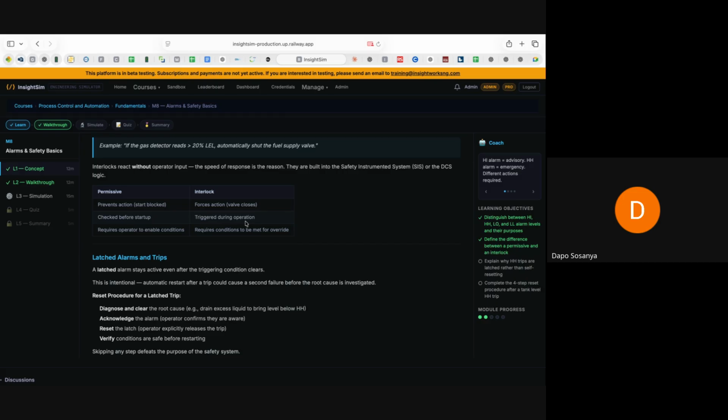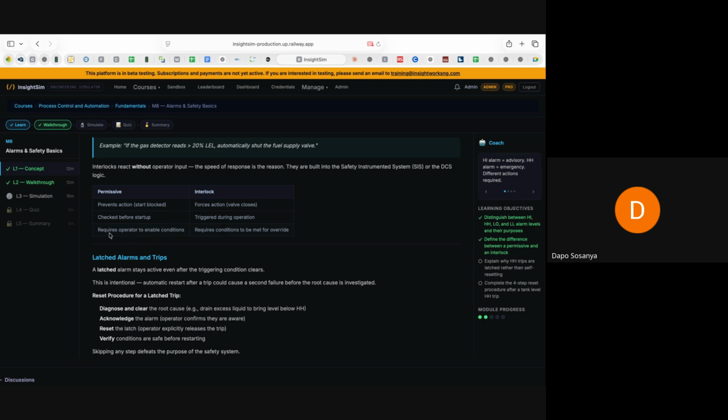So the interlock is looking at some parameters or some conditions. Once the preset conditions are met, it doesn't wait for the operator. It doesn't wait for the alarm or anything. It just triggers, boom. Right? So it is triggered during operation.